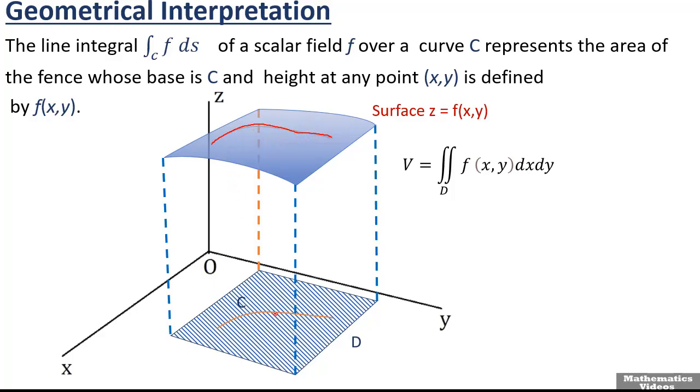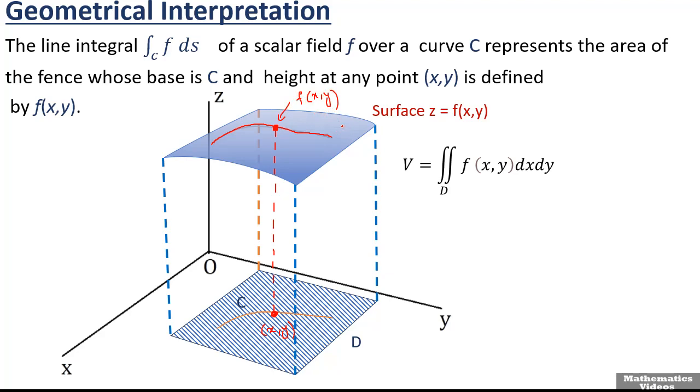Now I can take a point, for example this one on the curve, and suppose this point is xy. Then what is the image of this point under the function f? For this we have to go straight above this point vertically up to the surface, which is a point on this curve. This point is f of xy.